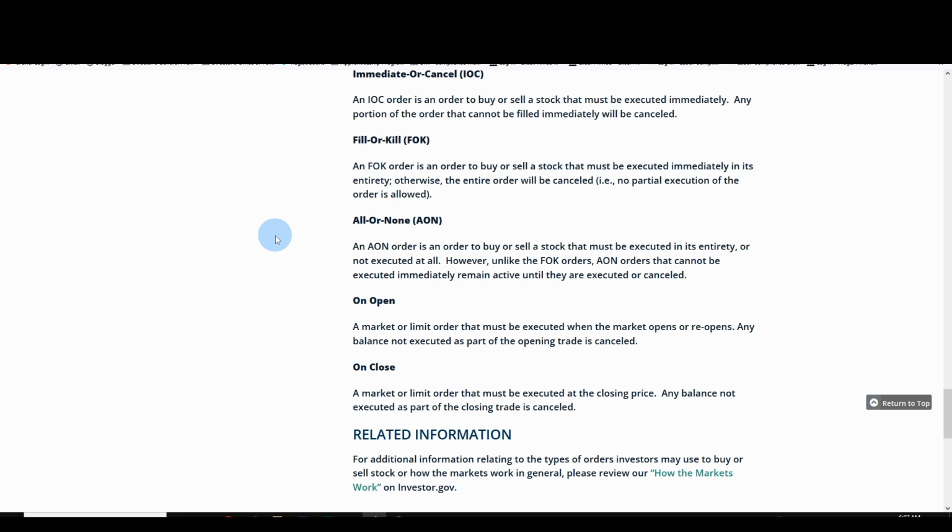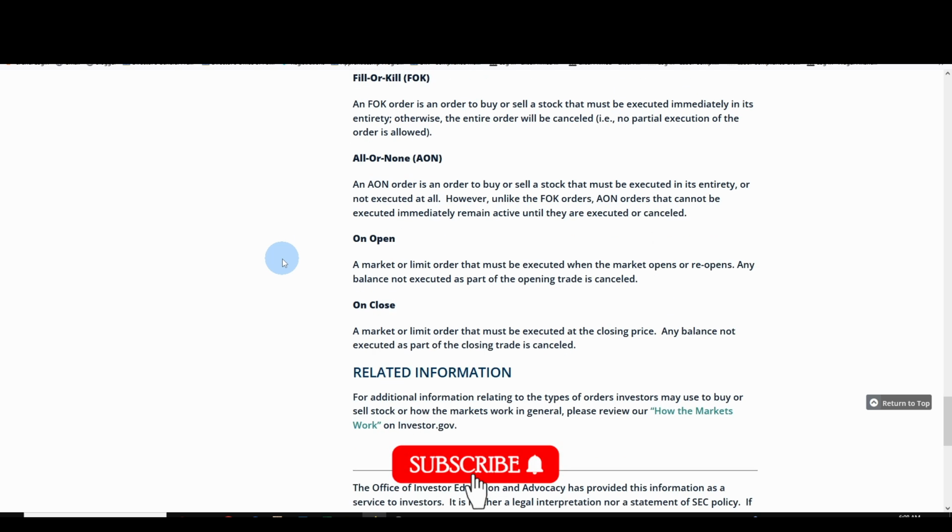All or none. An all or none order is an order to buy or sell a stock that must be executed in its entirety or not executed at all. However, unlike fill or kill orders, all or none orders that cannot be executed immediately remain active until they are executed or canceled. On open, a market or limit order that must be executed when the market opens or reopens. Any balance not executed as part of the opening trade is canceled.